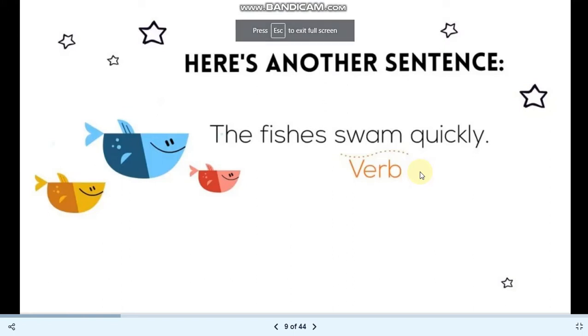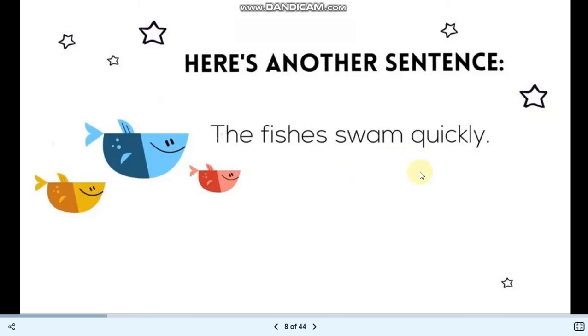Now let's look at this next sentence. This time I want you to tell me where the verb is in the sentence. The verb of the sentence is, very good, swam. The fishes swam quickly. So the verb is swam. Swam tells us an action in this sentence. Therefore, this is a verb.